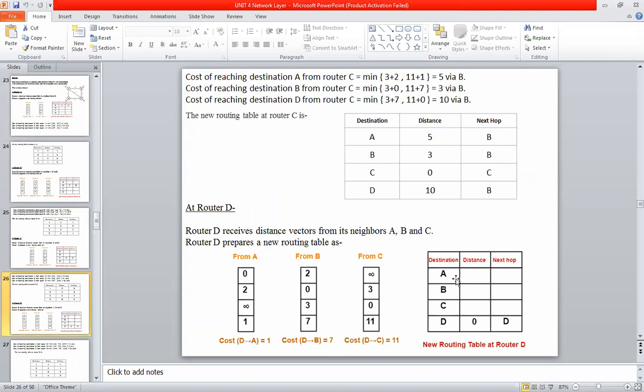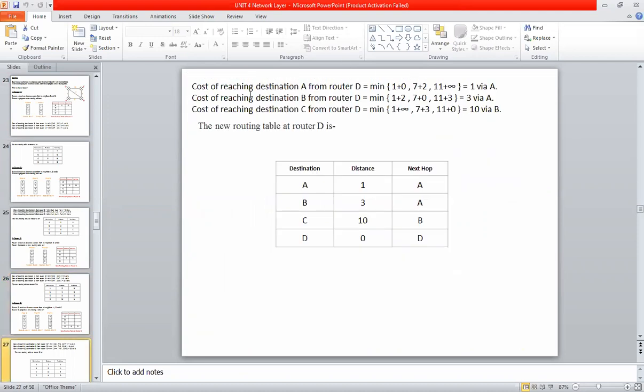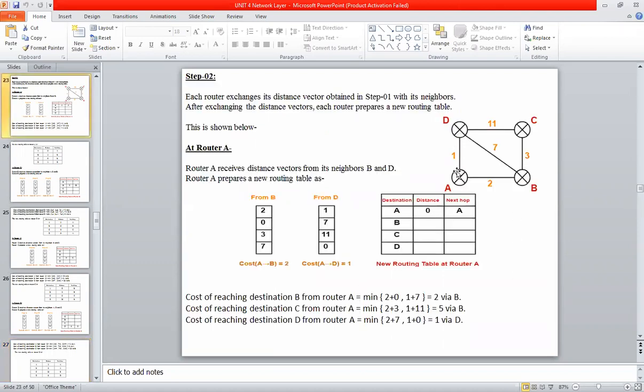Update this table. From A, the cost of reaching destination A from router D. You are updating the routing table of D. From D to A, how many paths are you considering? From D to A, try it. D to A, 1, and 3. This one is the big route.